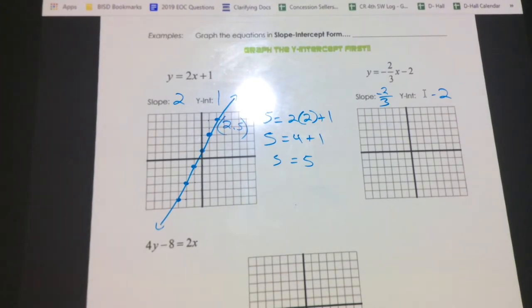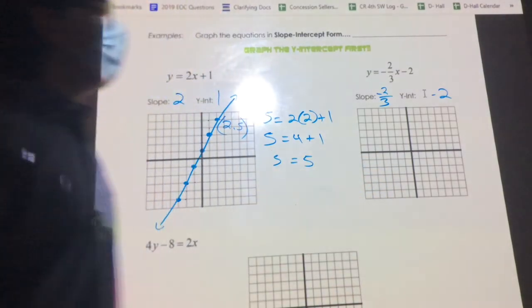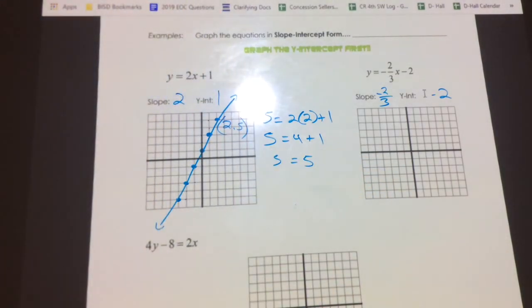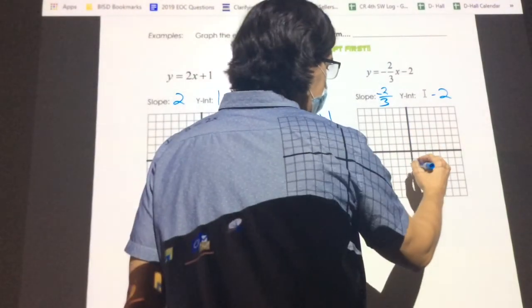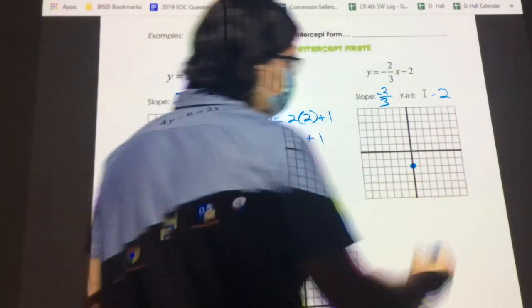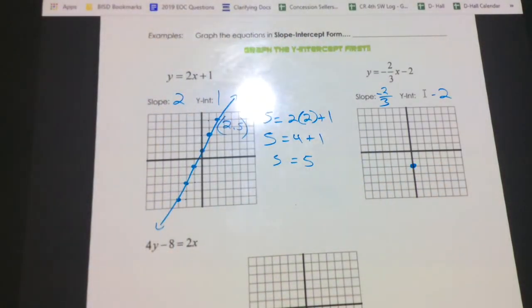I don't want that. All right, so for the y-intercept, we're going to start at -2. But let me ask you this. I've only given -2. What is the x value for my y-intercept? What do you think, guys? 0. It's always 0. When we're dealing with a y-intercept, it's always, always, always 0. So that means that my y-intercept has to be here at 0, -2. Does that make sense?